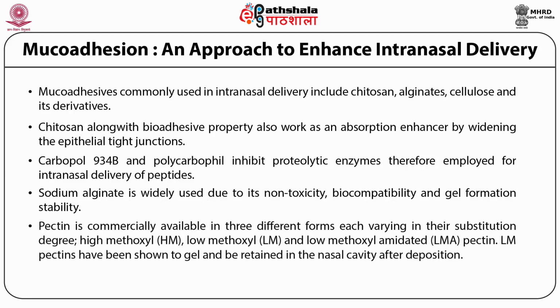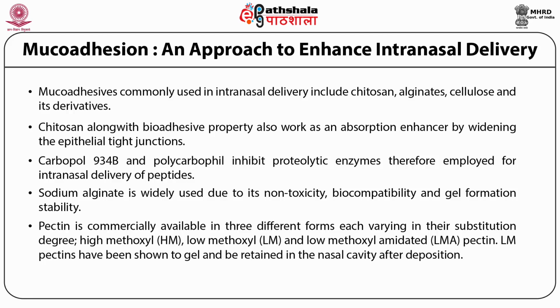Pectin is commercially available in 3 different forms, each varying in their substitution degree. The first variety is the high methoxyl variety, which is called HM. The second one is the low methoxyl, LM, and the low methoxyl amidated is referred to as LMA pectin.